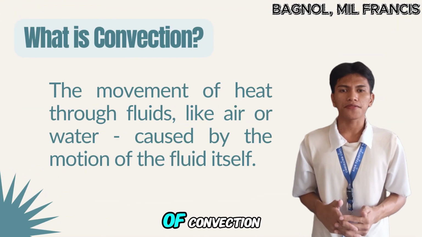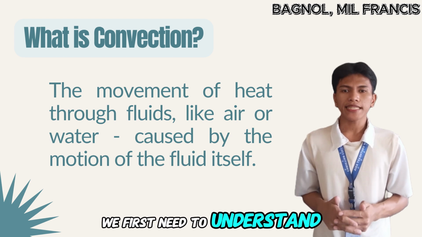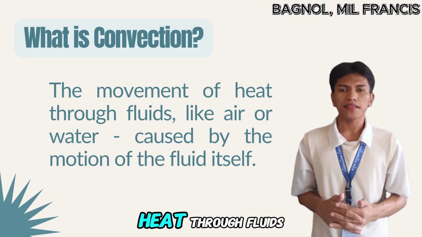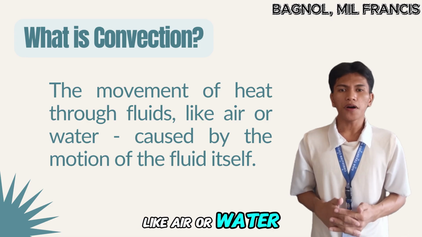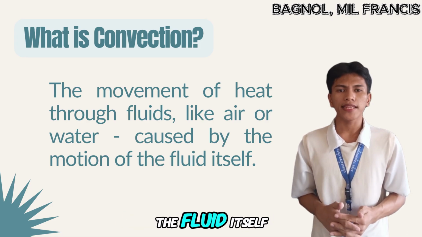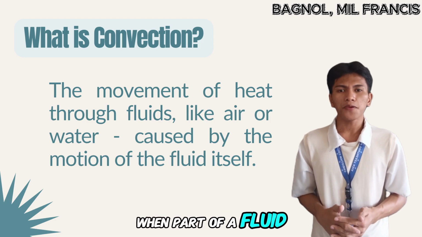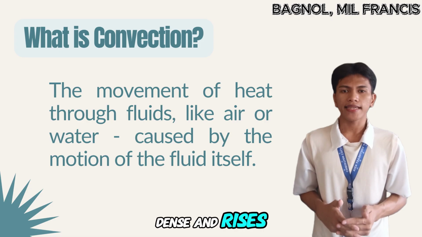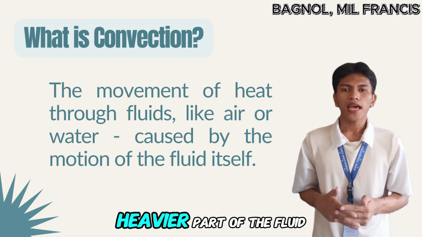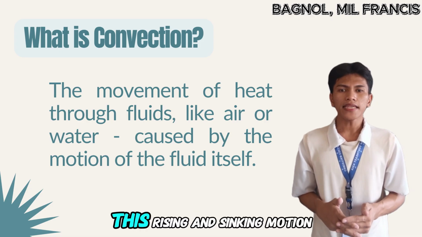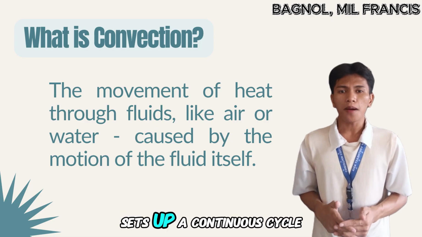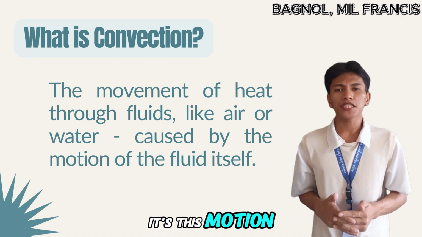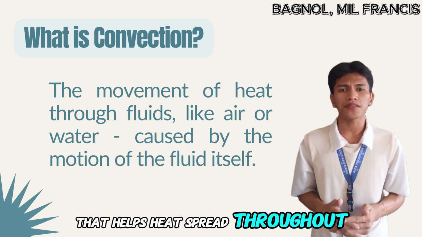Before we explore the types of convection, we first need to understand what convection really is. Convection is the movement of heat through fluids, like air or water, caused by the motion of the fluid itself. When part of a fluid is heated, it becomes lighter or less dense and rises. Meanwhile, the cooler, heavier part of the fluid sinks. This rising and sinking motion sets up a continuous cycle called a convection current. It's this motion that helps heat spread throughout the fluid.